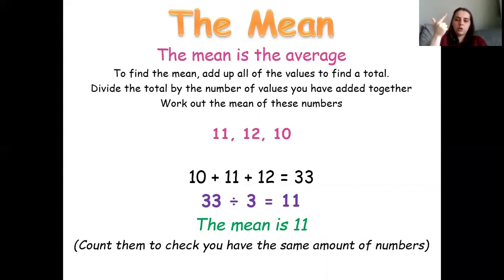So 11, 12, 10, I've got 3 numbers. 33 divided by 3, so the total divided by the number of things I've got, is 11, so the mean is 11. You've got to count and check you've got the same amount of numbers. Before you work it out, just check, is it definitely 3? 11, 12, and 10. Yeah, I've definitely got 3 numbers. I'm definitely dividing by 3.